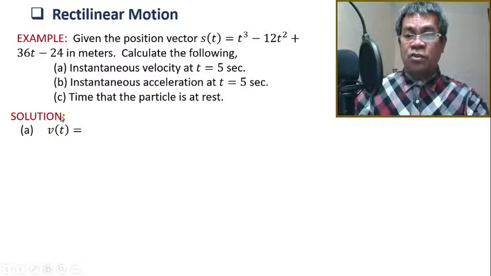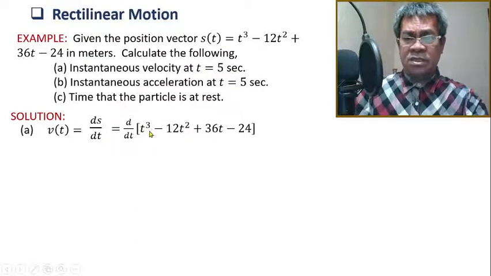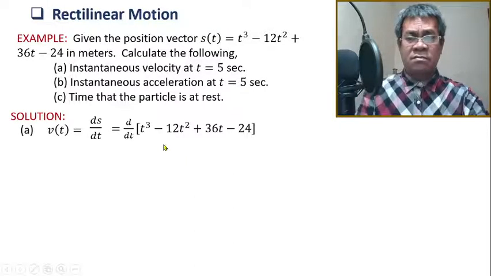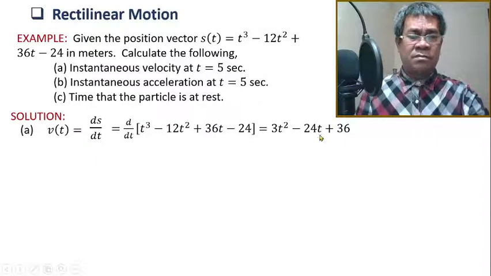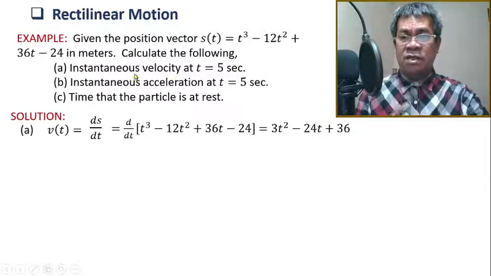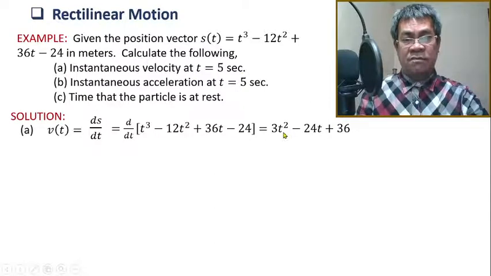Letter A, how to produce velocity? Again, take the derivative of position with respect to time. So you have to differentiate the position with respect to time. Now our s is t cubed minus 12t squared plus 36t minus 24. Then sum rule, very easy. This will become 3t squared, minus 24t, plus 36. Okay, that's it. Now after that, because you are asked to find the velocity at 5 seconds, t must be substituted by 5 seconds.